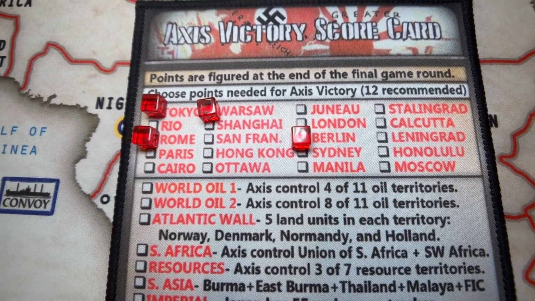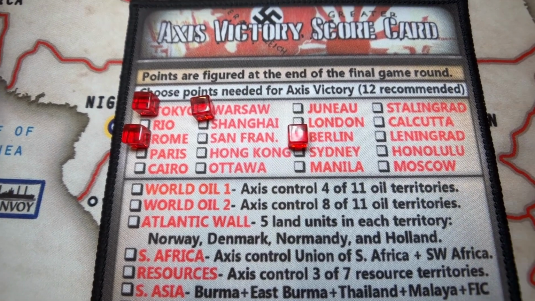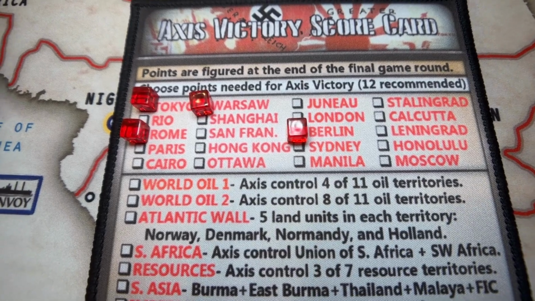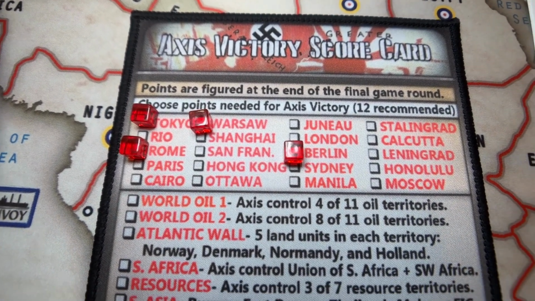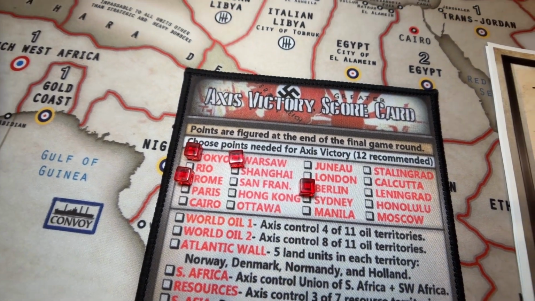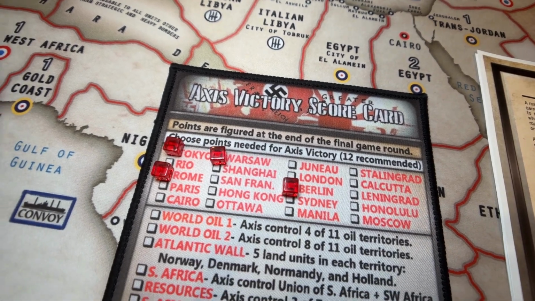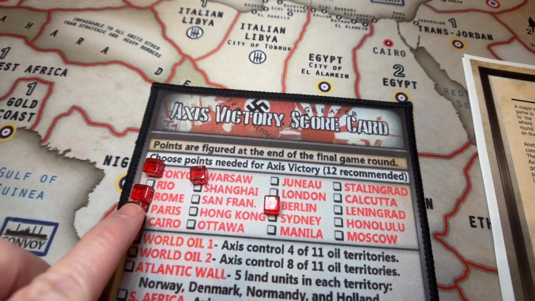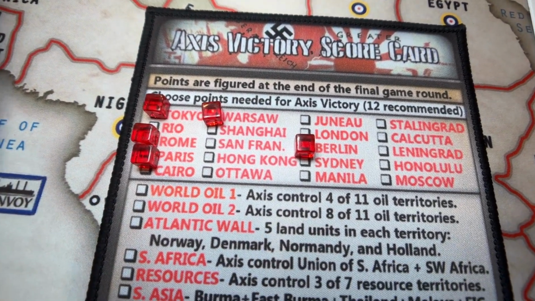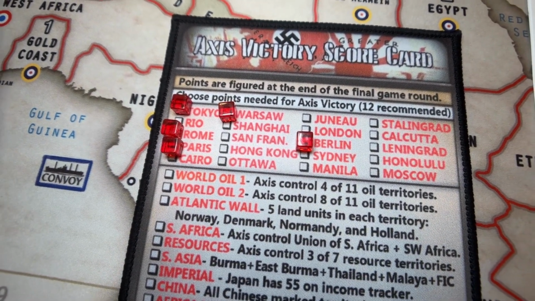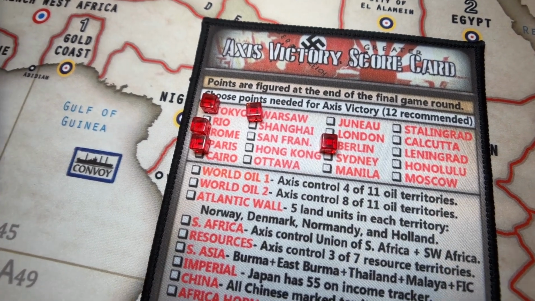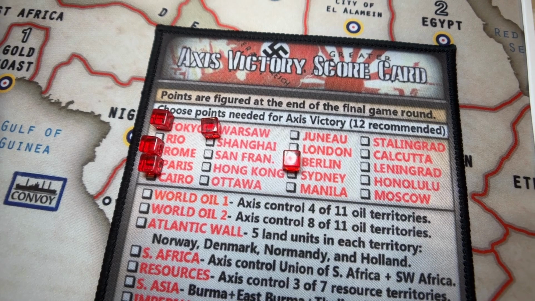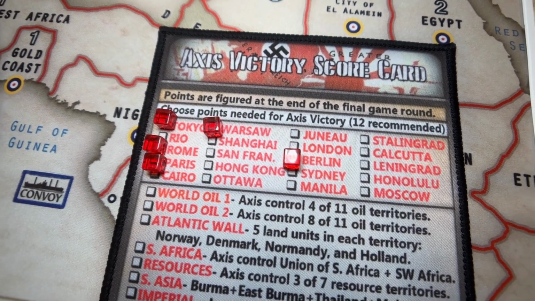Now, I've set it up here with the 4 cities that the Axis start with. So the Axis are going to begin the game with 4 out of the 12 points that they need to win right out of the bat. And of course, we all know that the very first thing that happens in a game of Axis and Allies Global 1940 is taking Paris. So, in fact, they're essentially starting with 5 points that they need. And a couple of these other cities, like Hong Kong, and Stalingrad, they're going to come pretty soon.